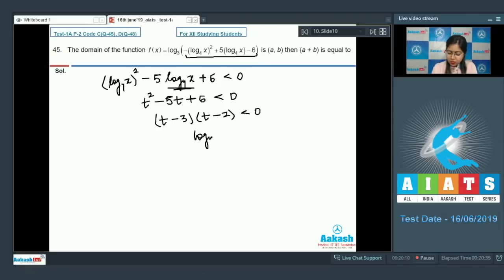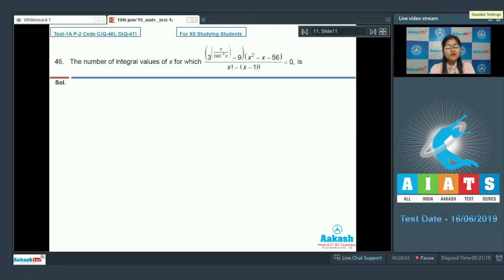That is t, that is log 4x, will go from 2 to 3. That is x will belong from 4 raised to the power 2, that is 16, up till 64. The value of a plus b will be 16 plus 64, that is 80. So the answer will be 80.